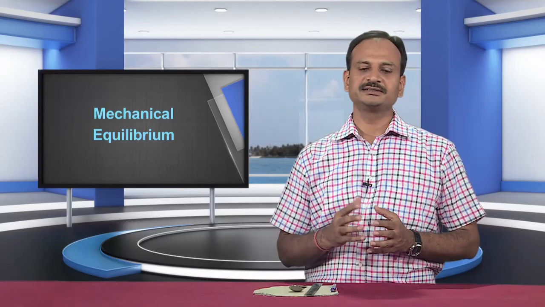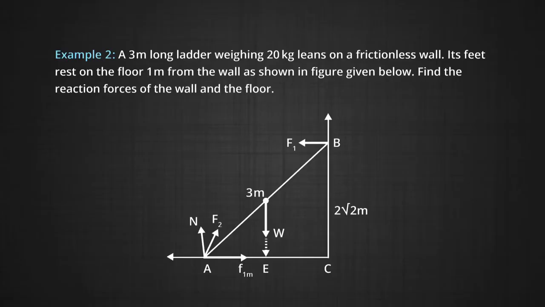We take another example: a 3 meter long ladder weighing 20 kg leans on a frictionless wall. Its feet rest on the floor 1 meter from the wall as shown in the figure. Find the reaction forces of the wall and the floor.